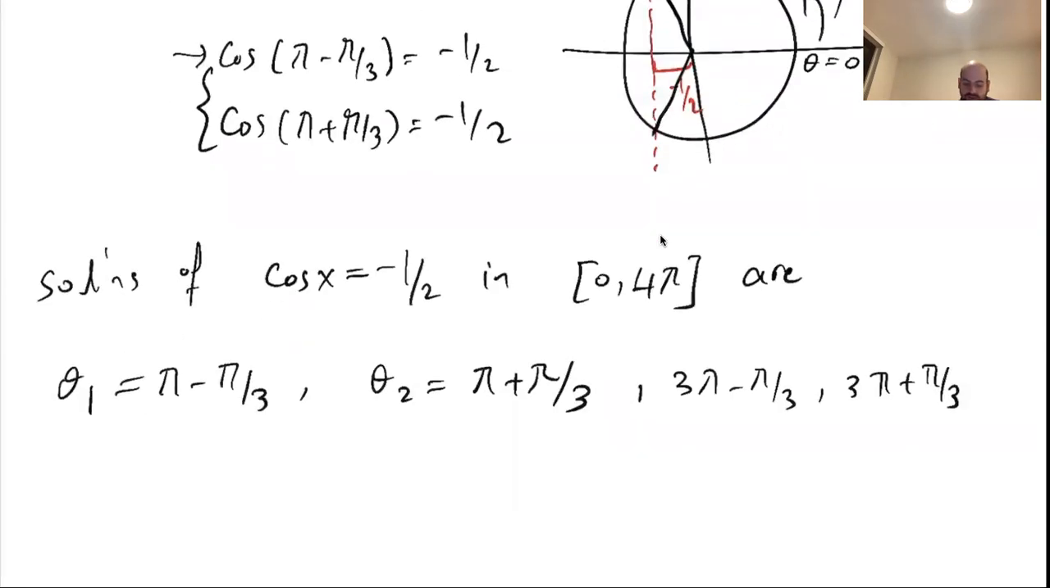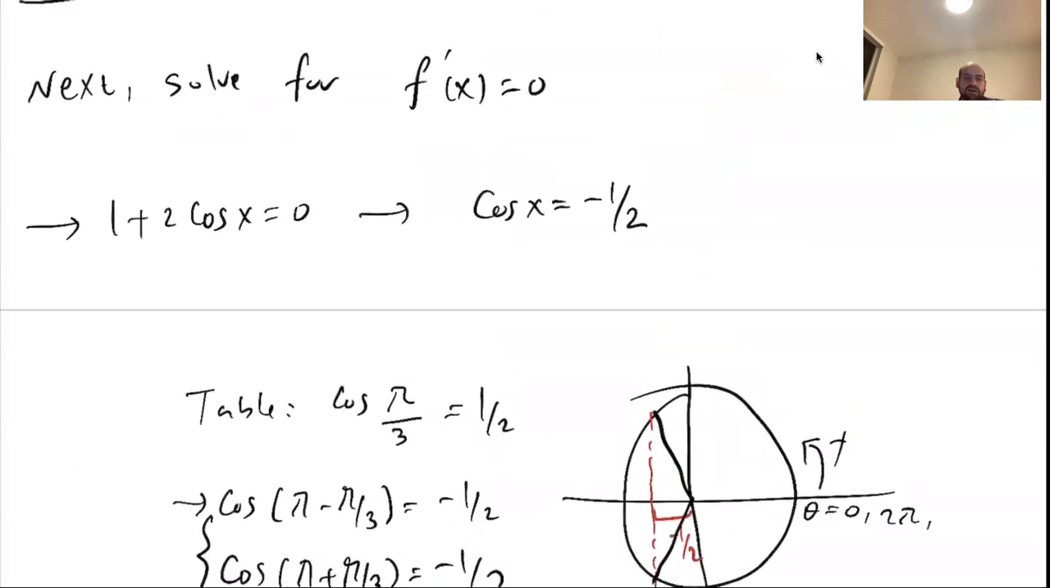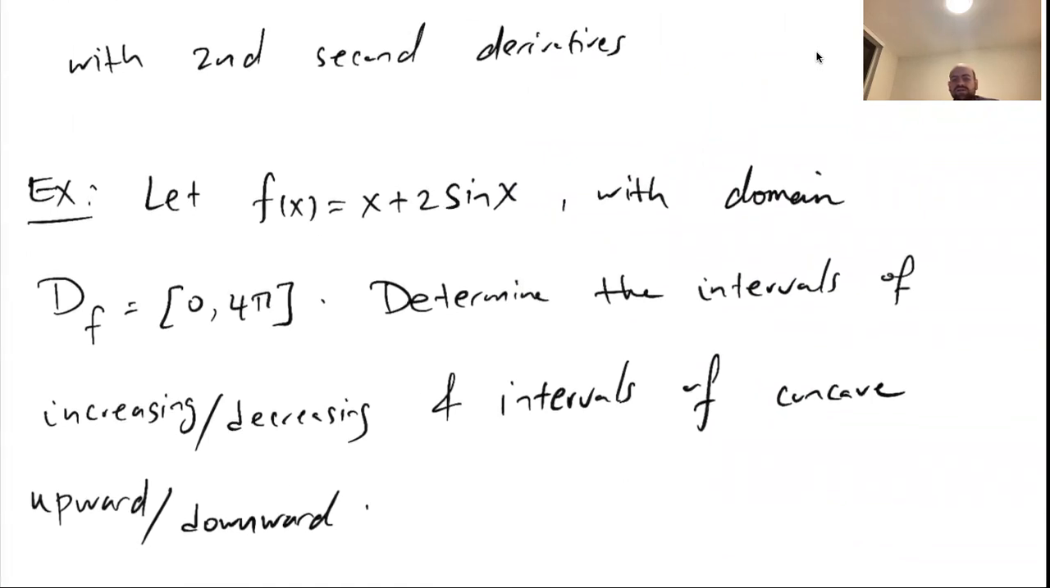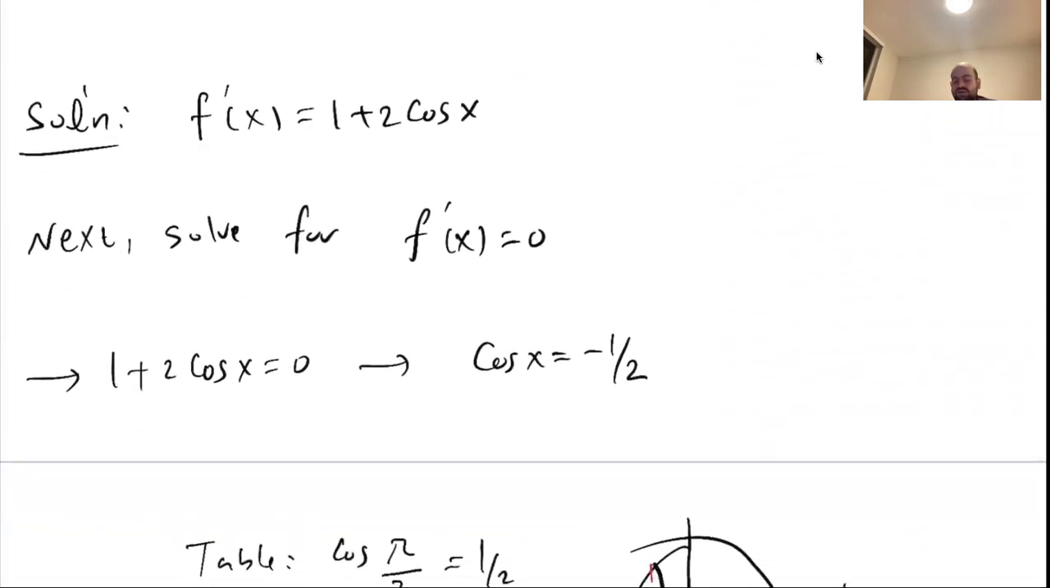So theta 1, I can also call this theta 3 and theta 4. And after theta 4, which is 3 pi plus pi over 3, we will hit 4 pi, and that's the end of our domain. So we don't need to continue. But if the domain was, let's say, 0 to 6 pi, then we could still continue one more round.